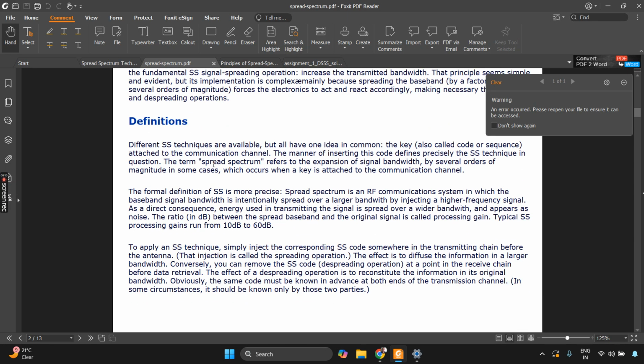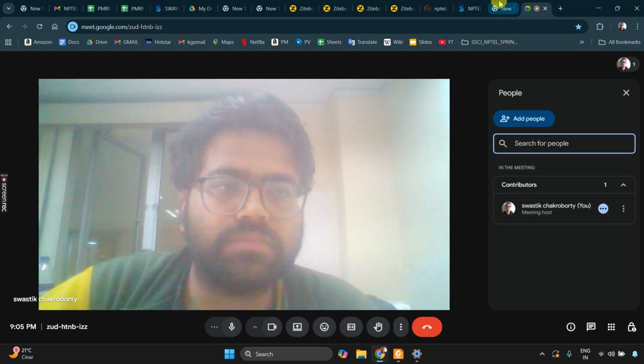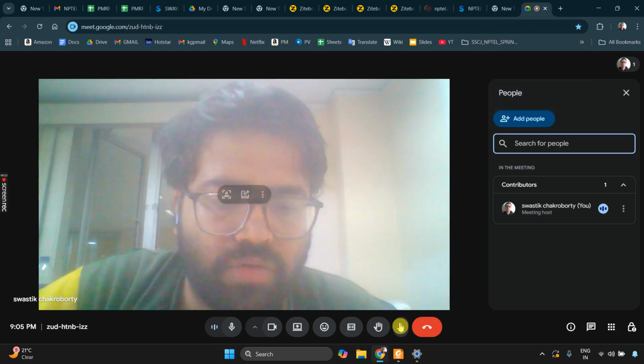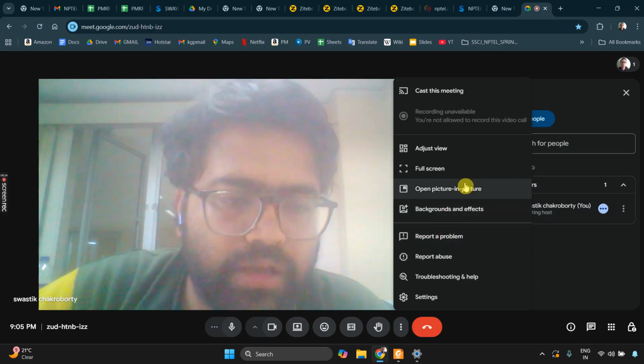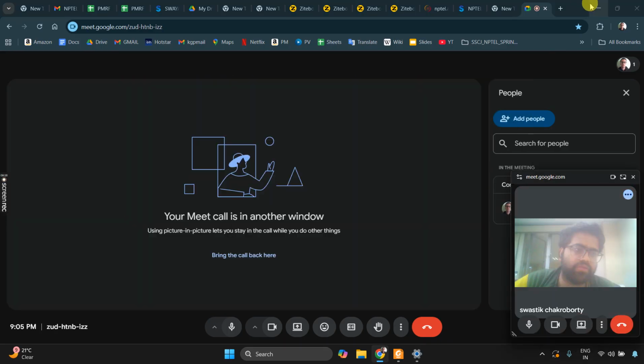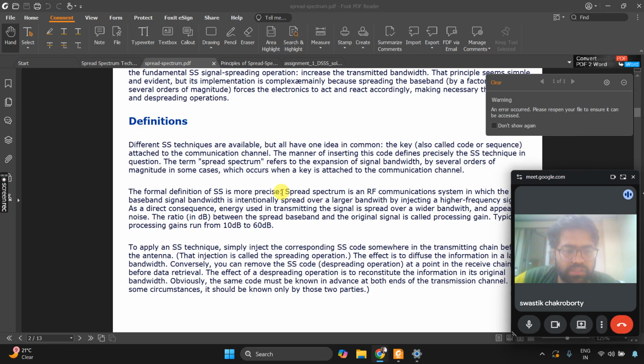Different spread spectrum techniques are available, but all of them have one idea in common, which is the key or the code or sequence. That key, or code, or sequence, however you say it, is something unique to the transmitter and its intended receiver. Only two entities know this particular code.